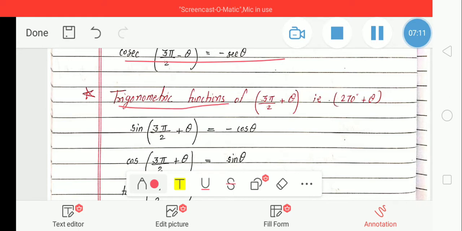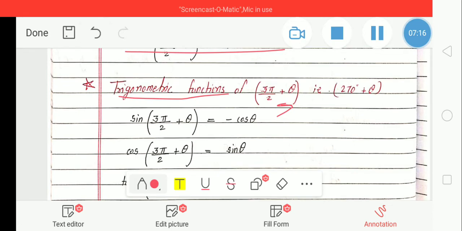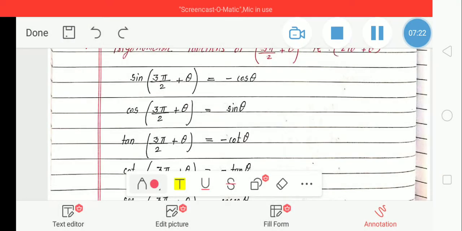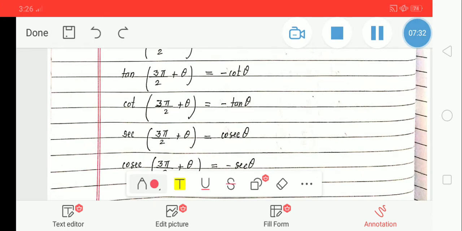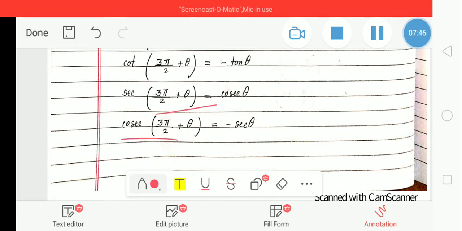Now trigonometric functions of 3 pi by 2 plus theta. Here we studied minus theta, now plus theta. So these are also the same. Sin of 3 pi by 2 plus theta is equal to minus cos theta. Cos of 3 pi by 2 plus theta is equal to sin theta. Tan of 3 pi by 2 plus theta is equal to minus cot theta, and cot of 3 pi by 2 plus theta is equal to minus tan theta. Sec of 3 pi by 2 plus theta is equal to cosec theta, and cosec of 3 pi by 2 plus theta is equal to minus sec theta.